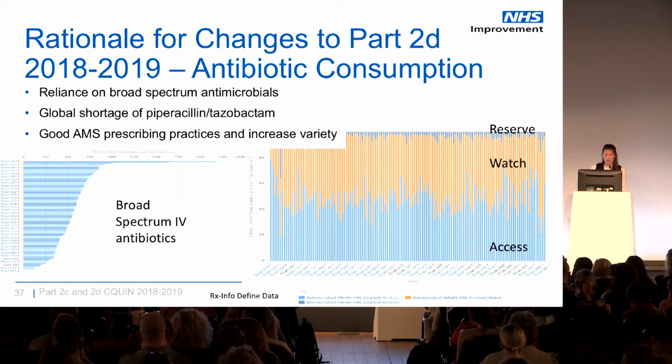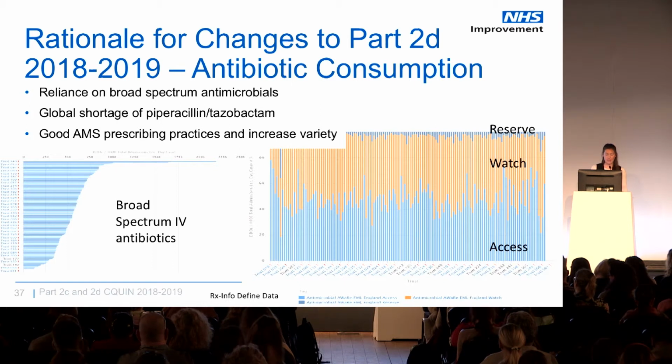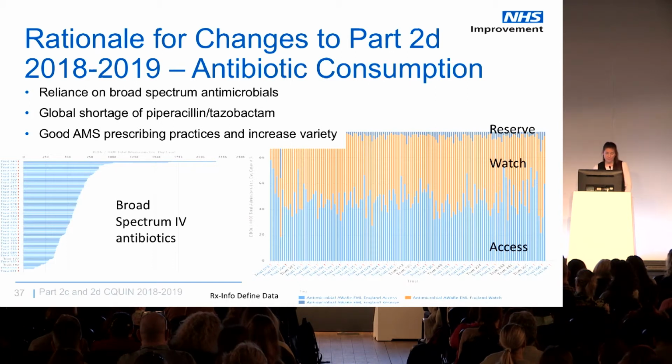And also, we should be increasing the variety of antibiotics that we're currently using. So as you can see here, on the left-hand side, we've got a graph showing IV broad-spectrum antibiotic use. This data is pulled from RxInfo Define data. So we've got all the trusts in England on the y-axis, and then we've got DDDs per 1,000 admissions on the x-axis. And you can see there's a huge variation in terms of hospitals using IV broad-spectrum antibiotics, with some hospitals using very little and a lot of hospitals using a lot.